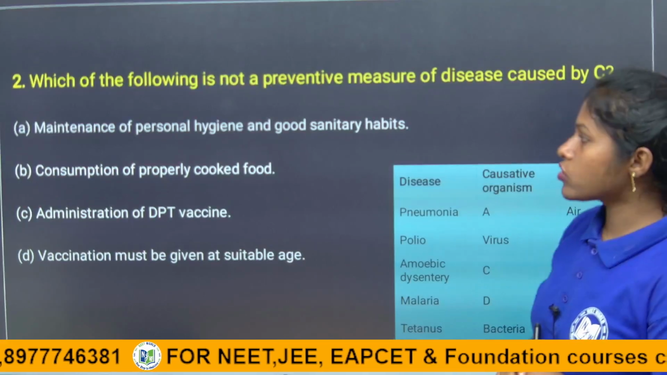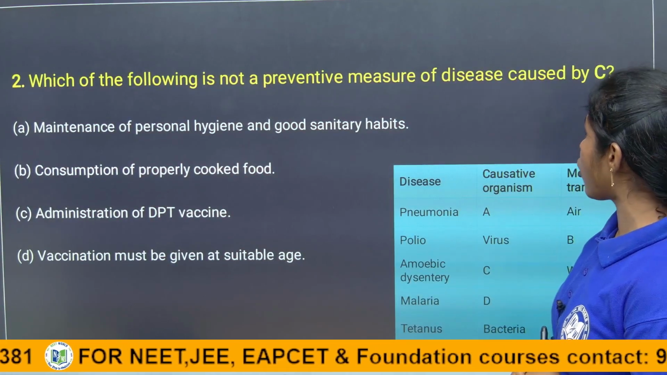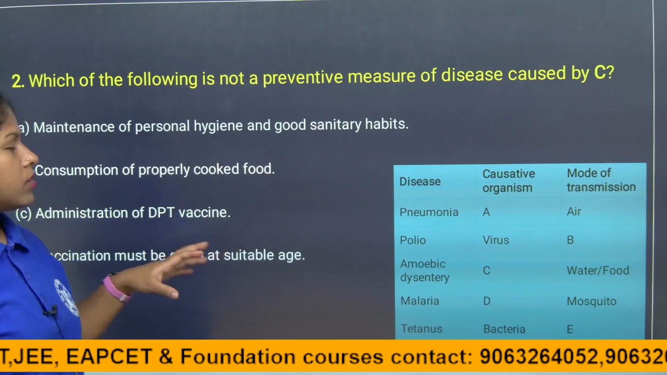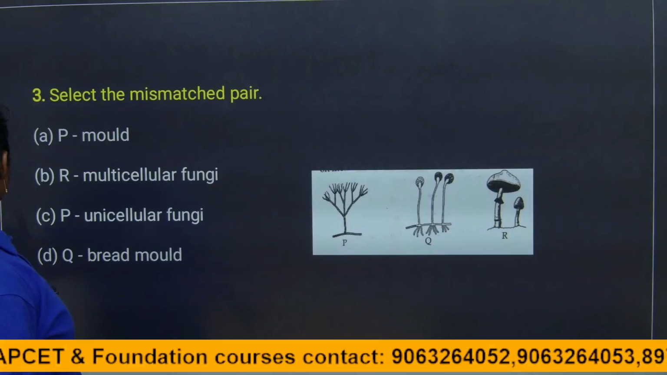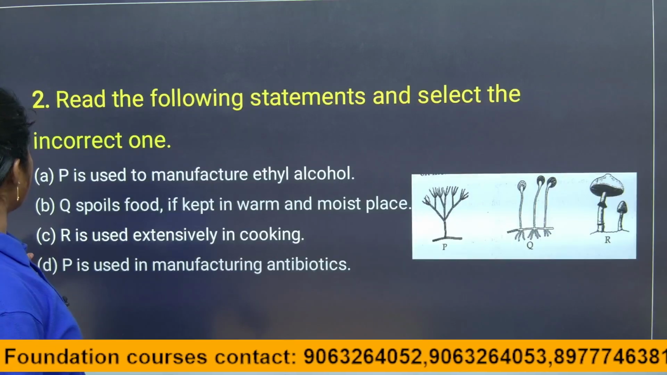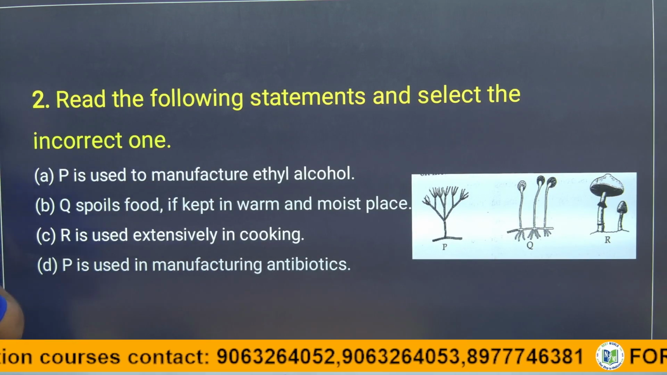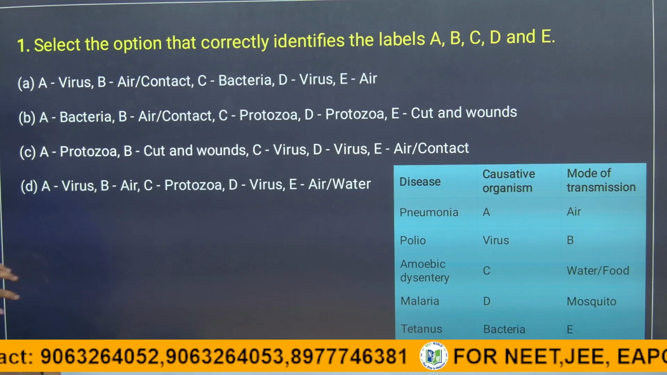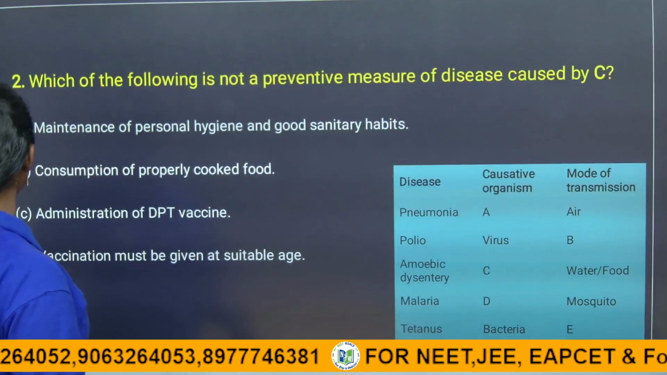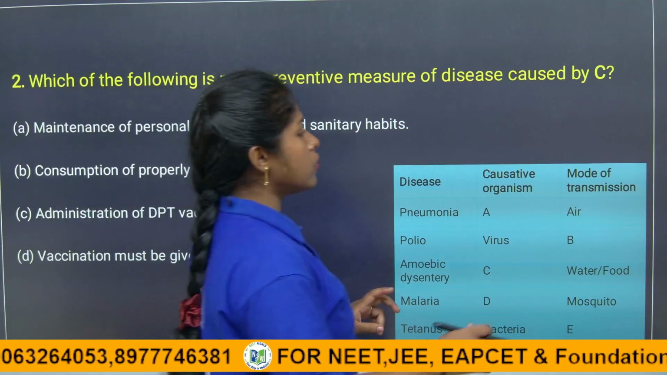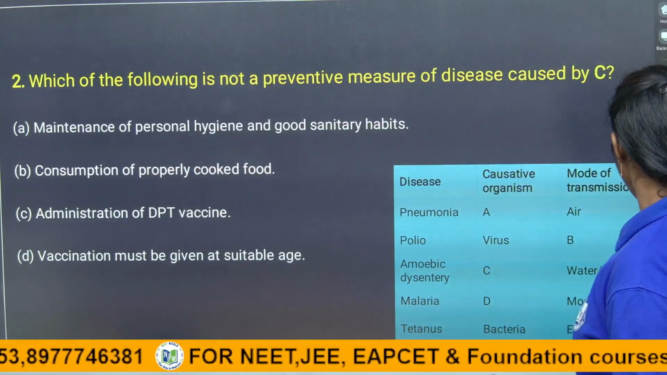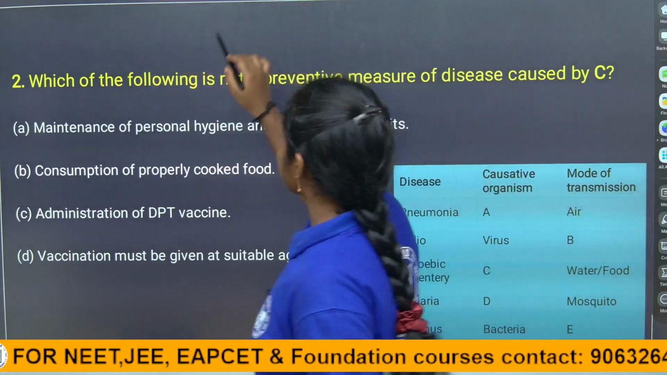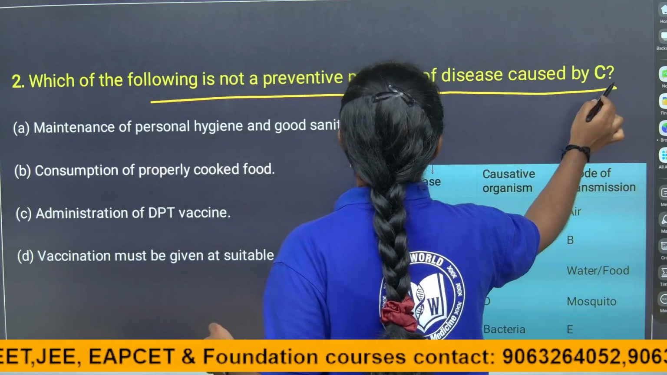Okay. Coming to the next question, they asked which of the following is not a preventive measure of disease caused by C. To avoid these diseases, we maintain some prevention methods. We will take preventive measures, right? So here they ask which of the following is not a preventive measure of the disease caused by C.